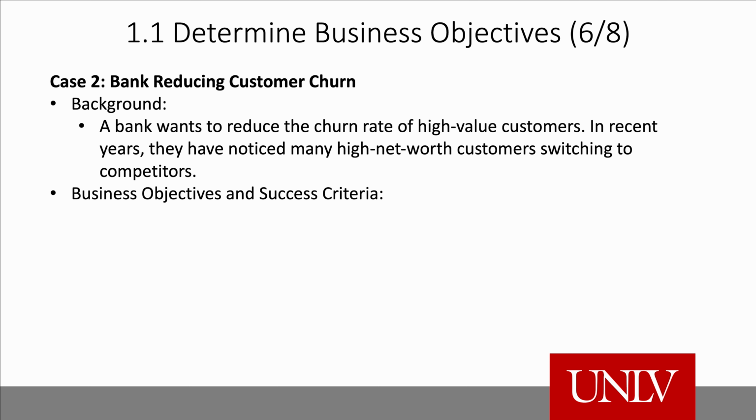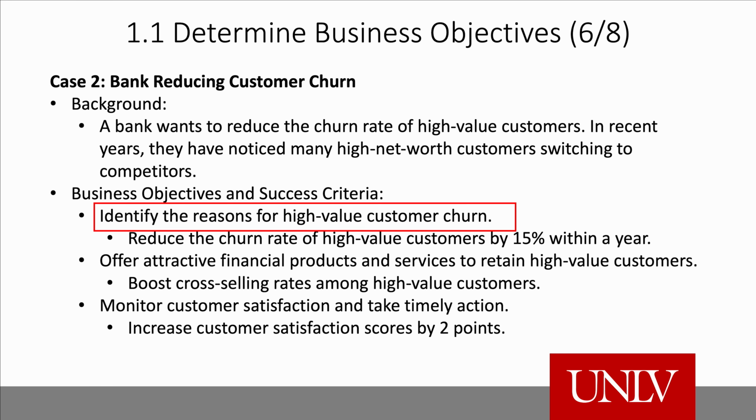And then we can go to the second case, which is a major bank that is struggling with high-value customers leaving for competitors. So their mission is to reduce the churn and keep their most valuable clients. Firstly, they have to identify why these high-value customers are leaving. After identifying the reason, the success criteria could be to cut the churn rate by 15% within 1 year.